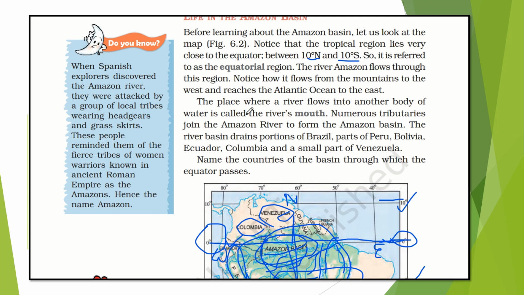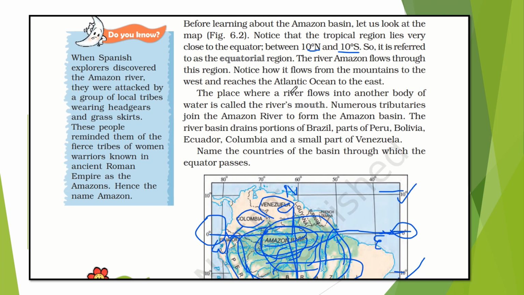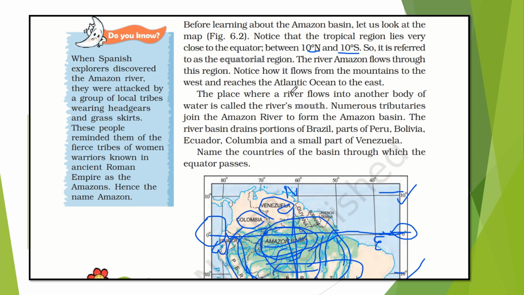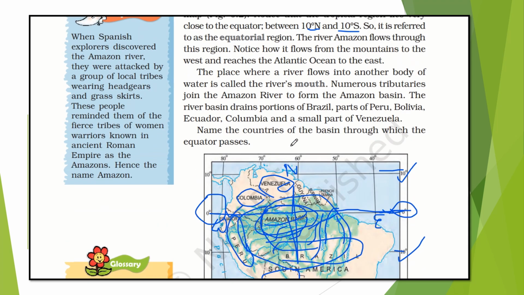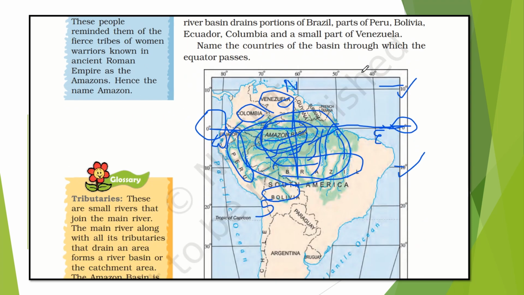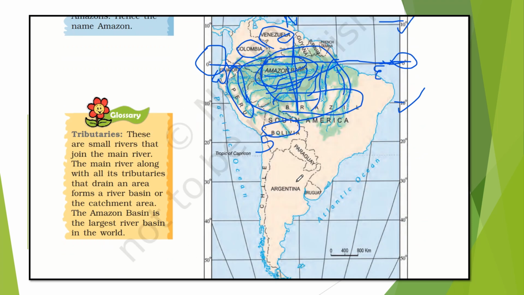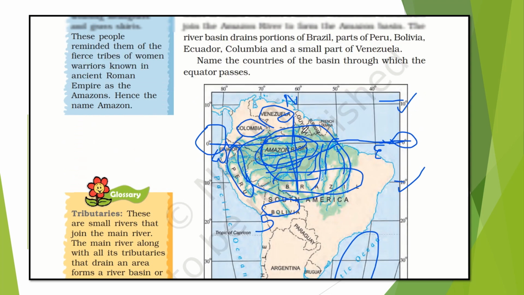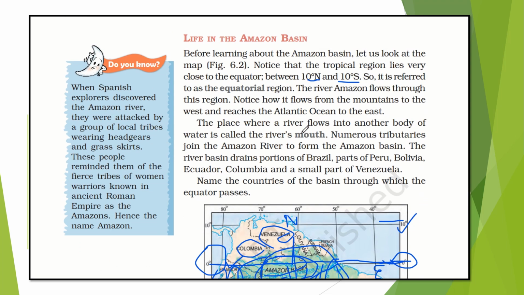The river Amazon flows through this region. Notice how it flows. It flows from the mountains in the west and reaches the Atlantic Ocean in the east. Here is the Atlantic Ocean, which is present on the east side. The place where a river flows into another body of water is called the river's mouth.